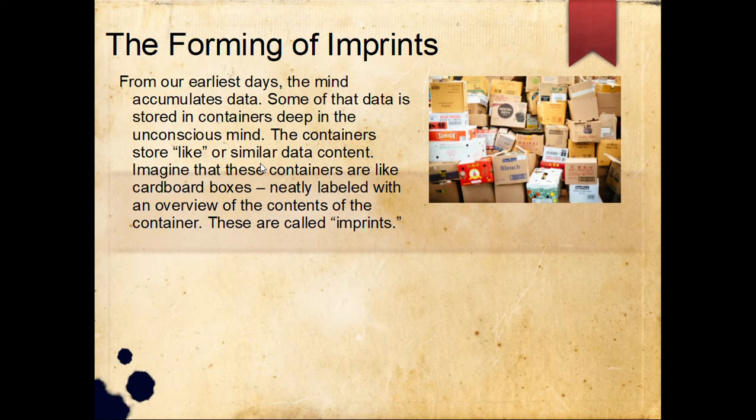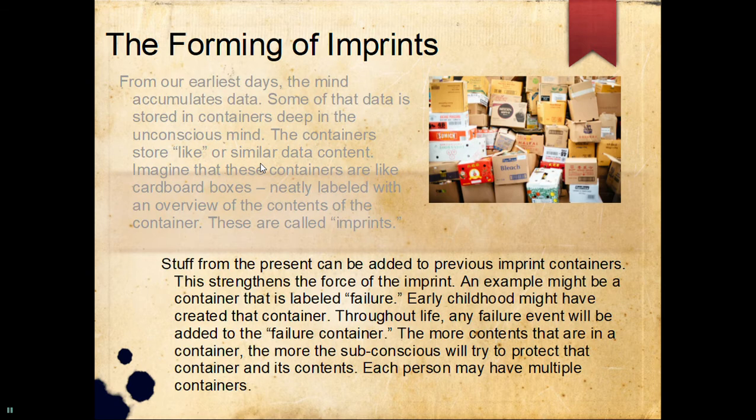The forming of imprints. From our earliest days, the mind accumulates data. Some of that data is stored in like containers deep in the unconscious mind. Containers store like or similar data content. Imagine these containers like cardboard boxes, like you see to your right in the picture, and they're neatly labeled with an overview of the contents of the container. These are called imprints. Stuff from the present can be added to the previous imprint containers.